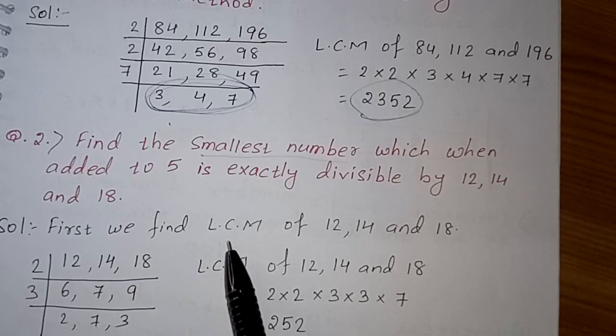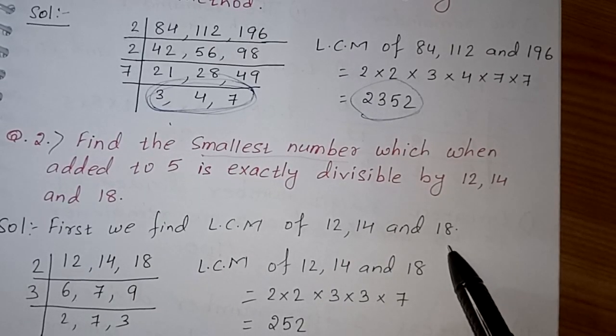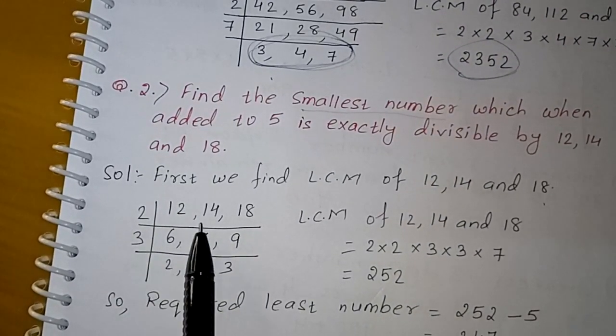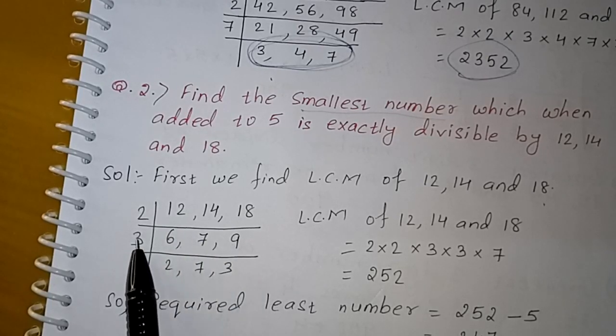So first we find the LCM of 12, 14 and 18. Okay, so same method: write 12, 14 and 18 separated by commas. Give the horizontal line and vertical line.